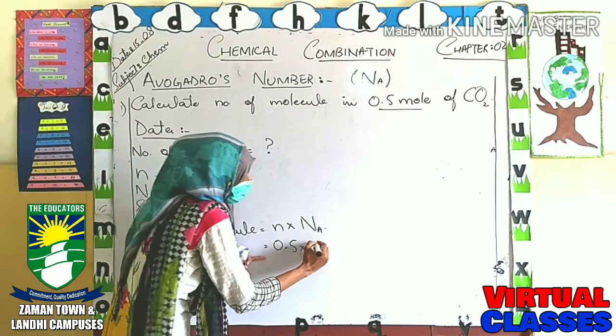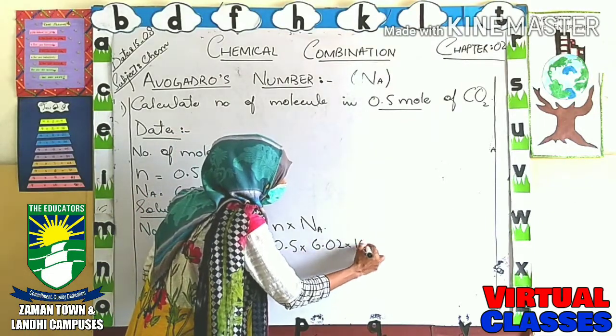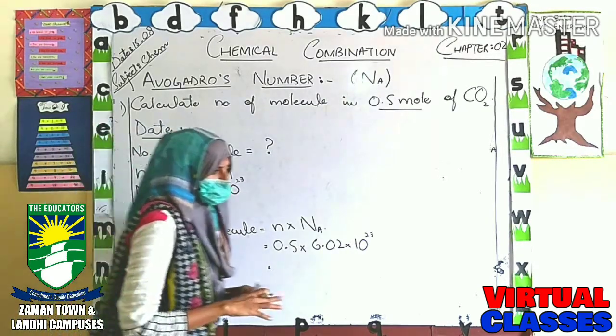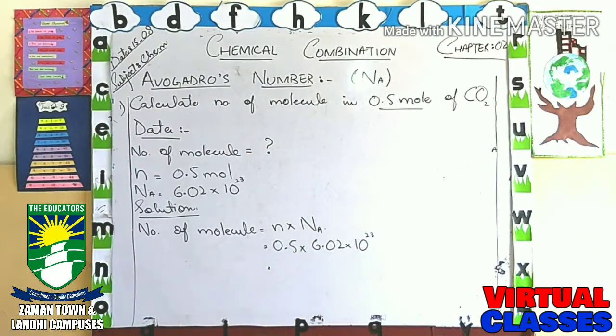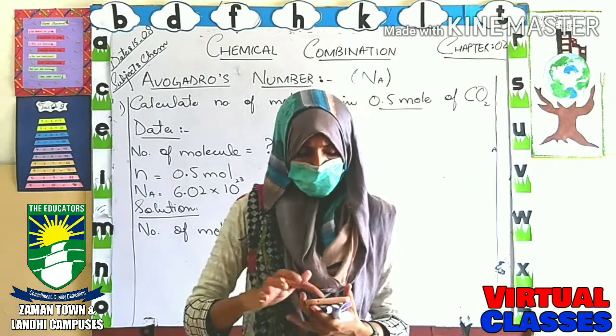After this, substitute this value, that is 6.02 exponent 23. Now calculate it. For this you have to use the scientific calculator.